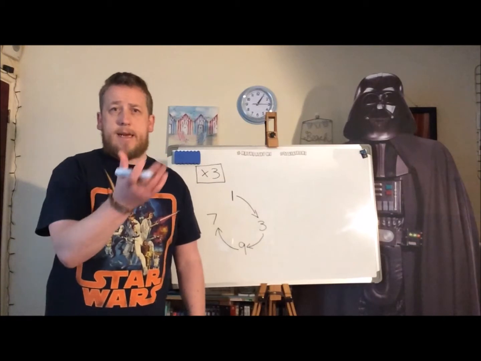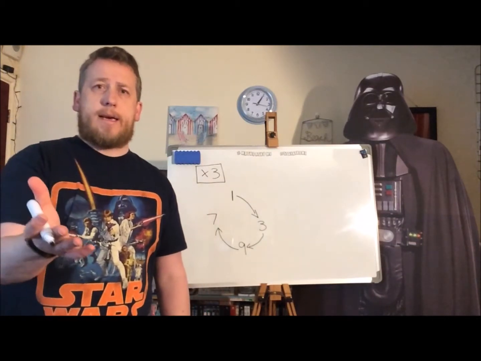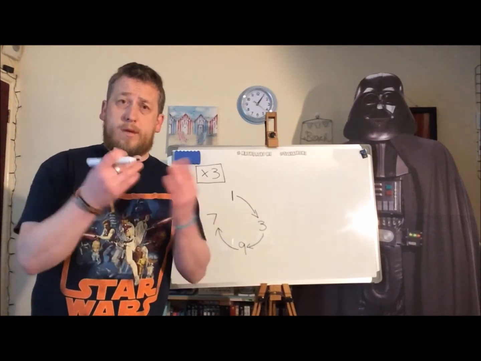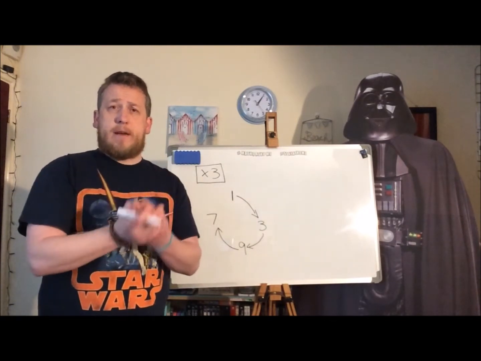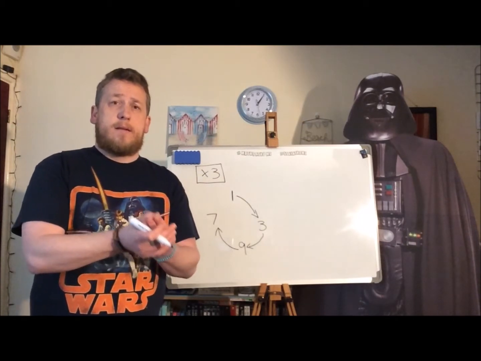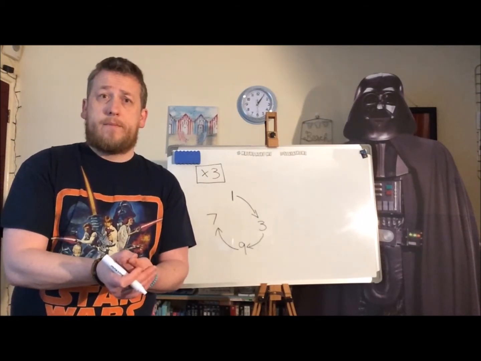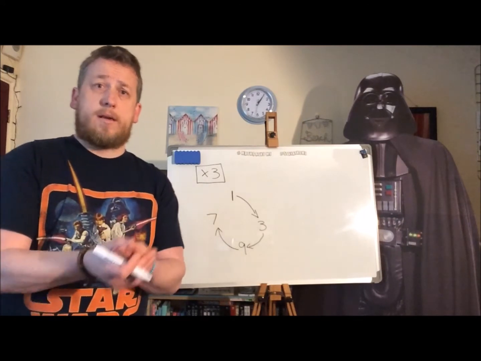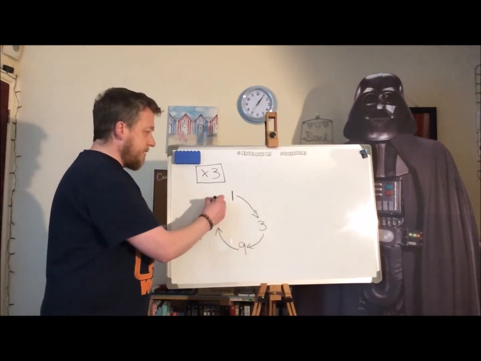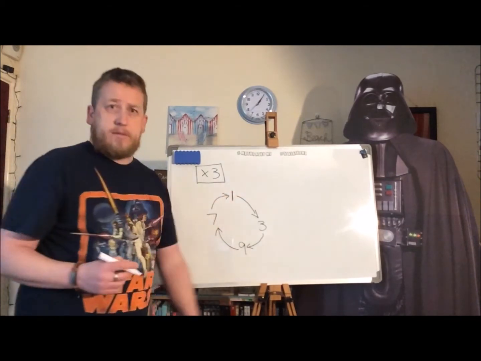Now let's consider the 7. Any number ending in 7 multiplied by 3, what will it now end in? What is 7 multiplied by 3? 7 times 3, 7 lots of 3 is 21. 21 ends in a 1. So no surprise, based on how you were watching me draw this, it comes back round to a 1.